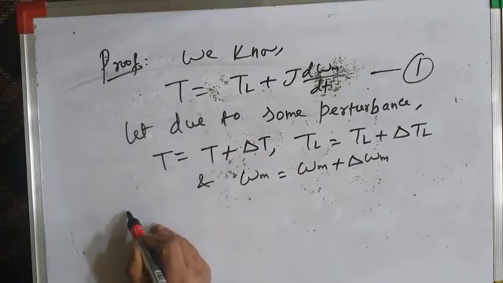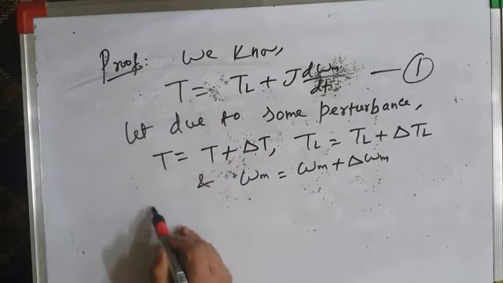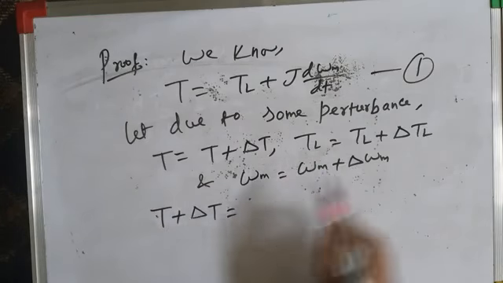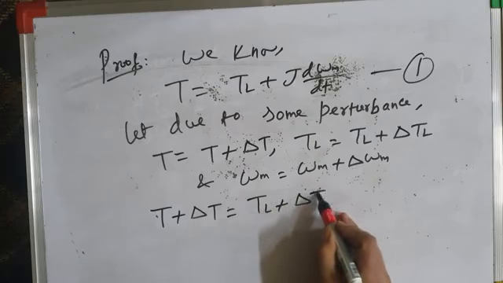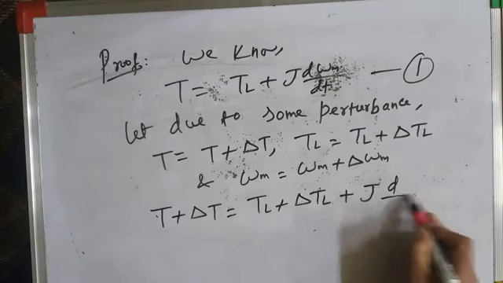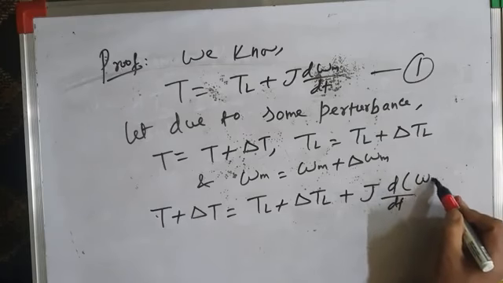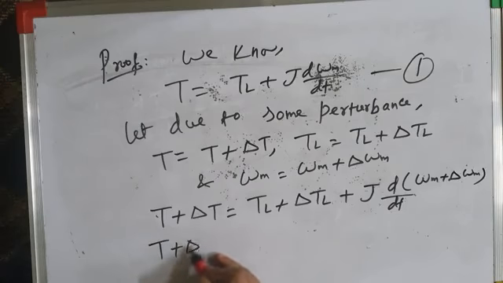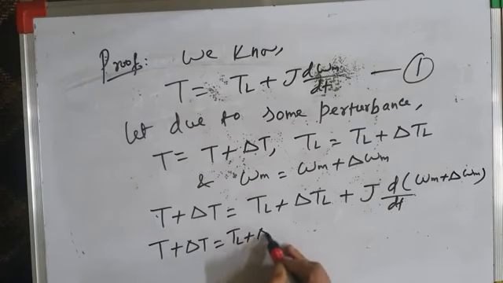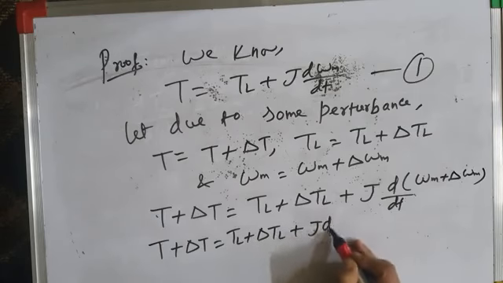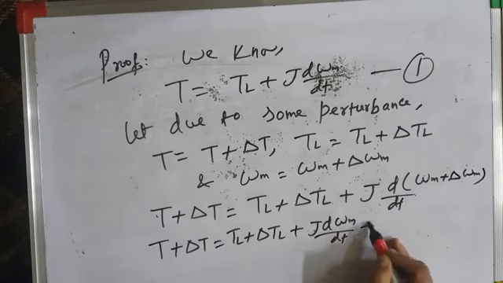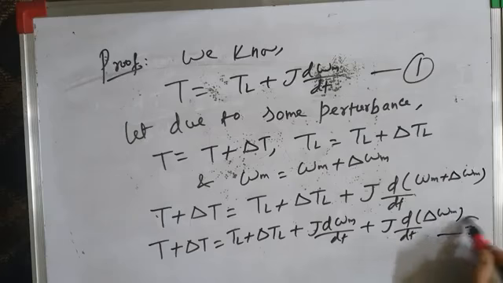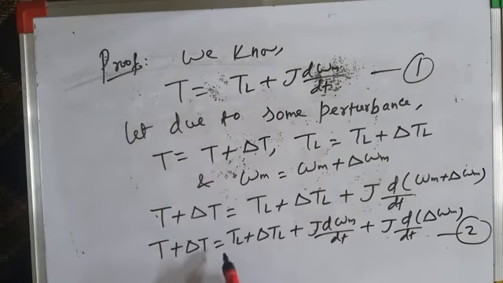So from equation 1, instead of writing T, we will write T plus delta T under perturbance. T plus delta T is equal to TL plus delta TL plus J d by dt of omega m plus delta omega m. So again, T plus delta T is equal to TL plus delta TL plus J d omega m by dt plus J d by dt of delta omega m. This is equation 2. Let us subtract equation 1 from equation 2.